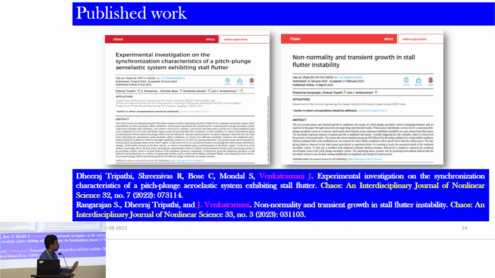So through this, we have two major findings, two papers that came out. For further details, you can refer to them. Both are chaos papers.